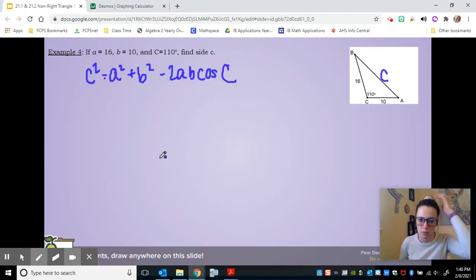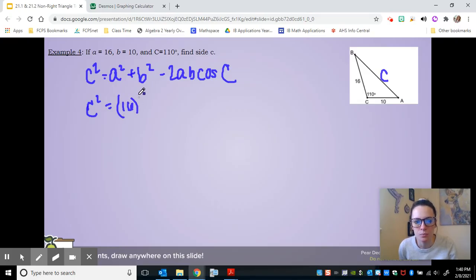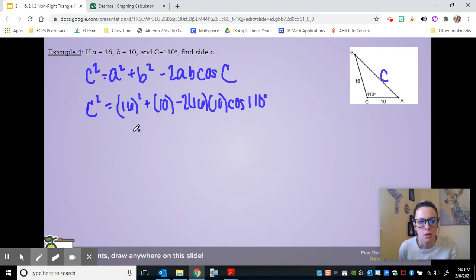All right, so here's my formula, and let me plug in what I know. I obviously don't know side C, that's what I'm looking for. I know side A is 16. I know side B is 10. And then I have A and B again, times the cosine of angle C, which is 110 degrees.